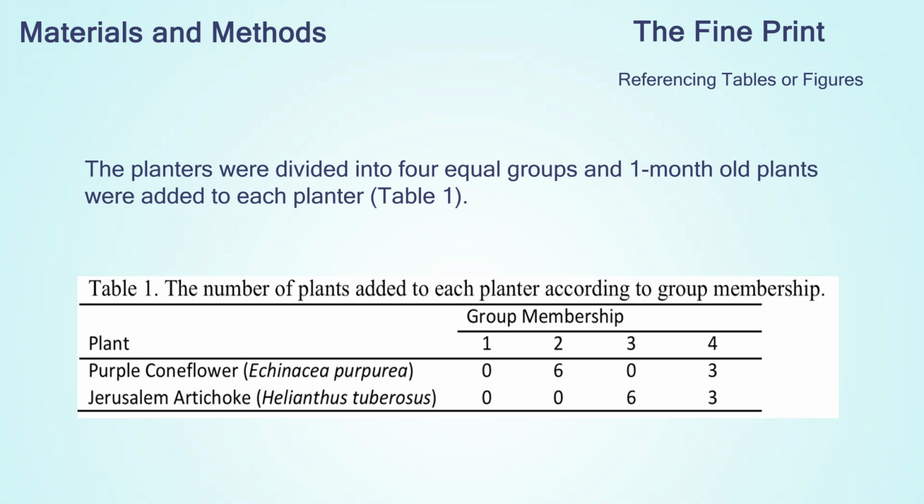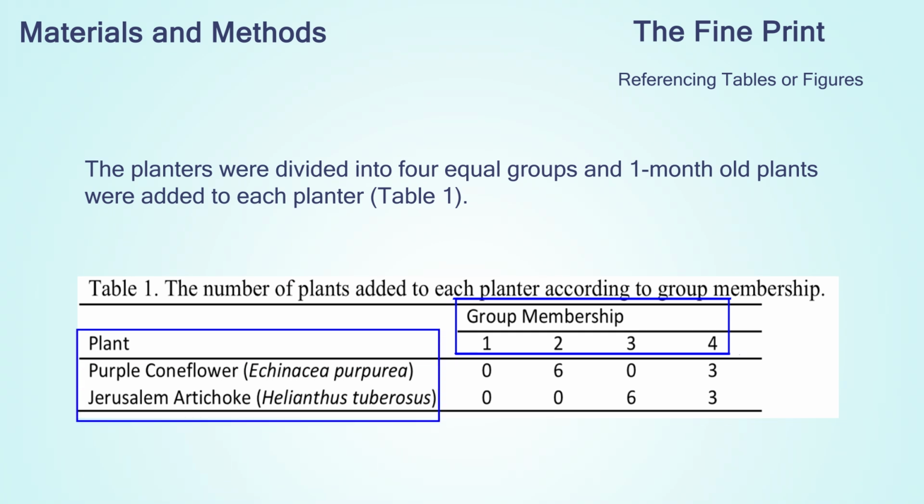Let's interpret this table. First, we know that there are 4 groups of planters. And now we know the 2 types of plants that were added to each planter. We also know how many plants of each kind were added per group. For example, planters in Group 1 received 0 plants. Planters in Group 2 received 6 purple coneflowers and 0 Jerusalem artichokes. Planters in Group 3 received 0 purple coneflowers and 6 Jerusalem artichokes. The last group received an equal number of plants.